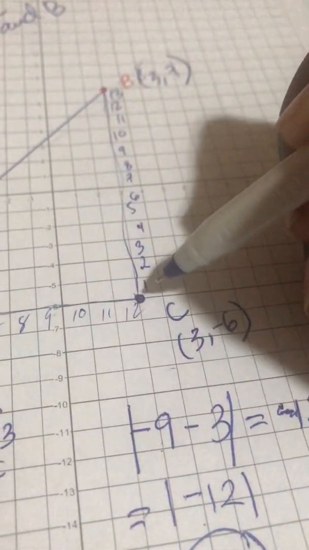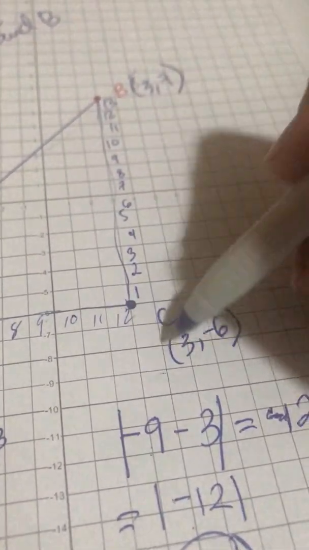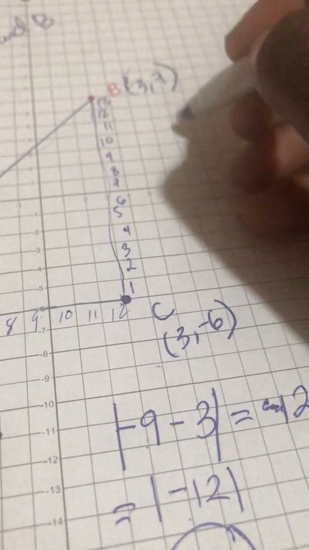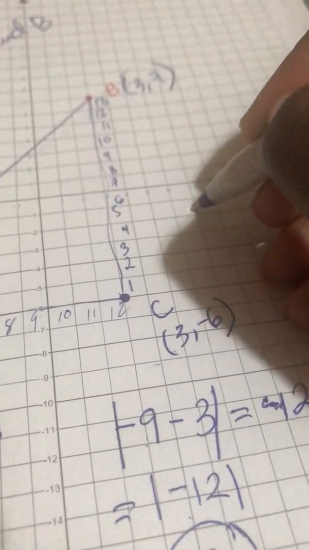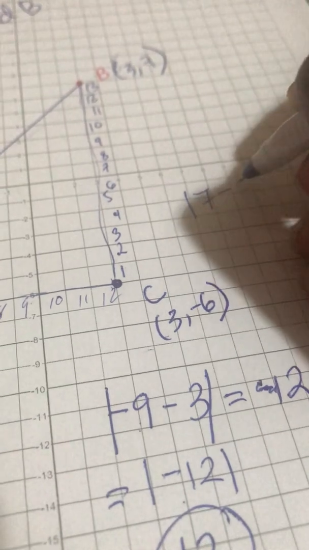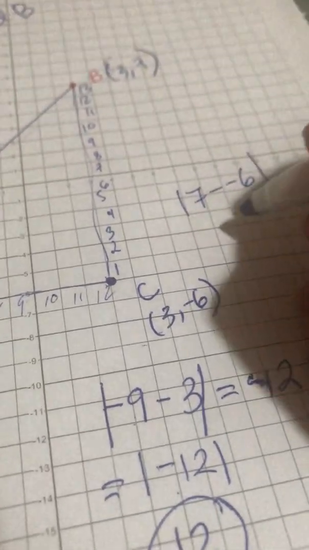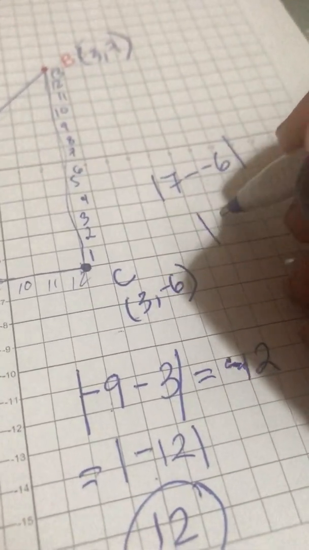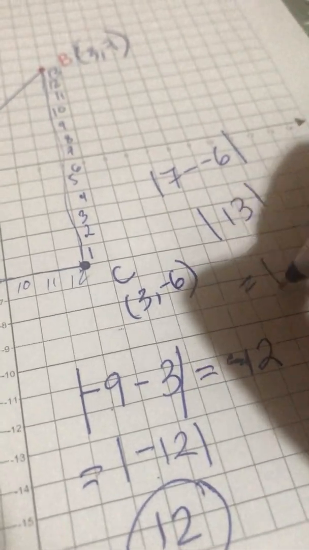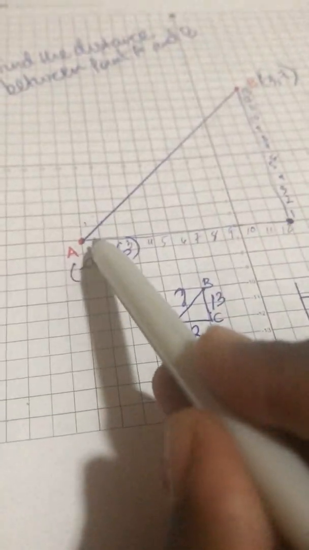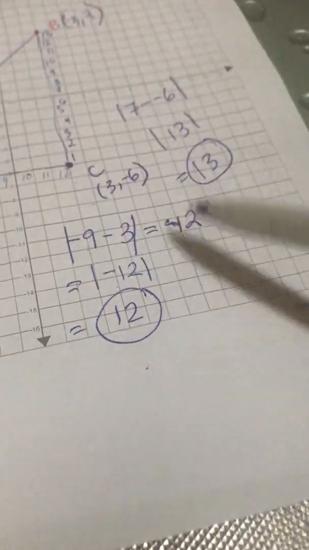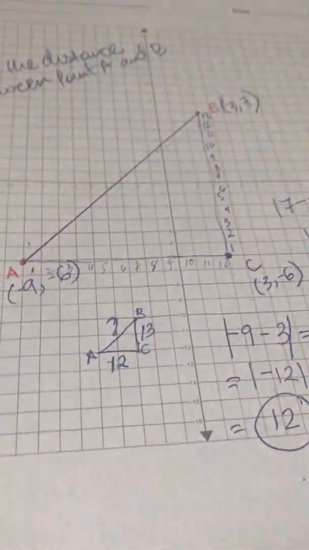So what's another way of me doing this? 3 and 3 are the same. I don't need them. So I'll use these ones that are different. We'll do the absolute value of 7 minus -6, which will give me the absolute value of 13, which is 13. So that's why I got 13. So two ways: either you count or you do absolute value. This you learned in grade 7. Absolute value you learned in grade 7.